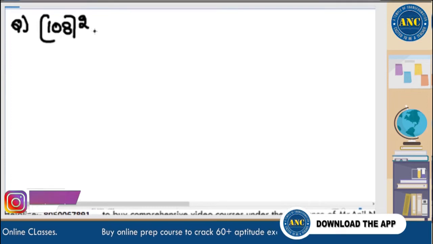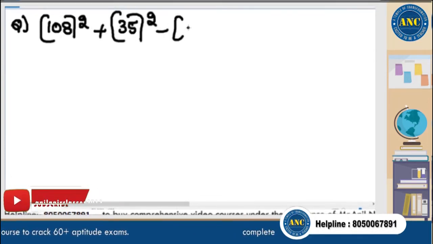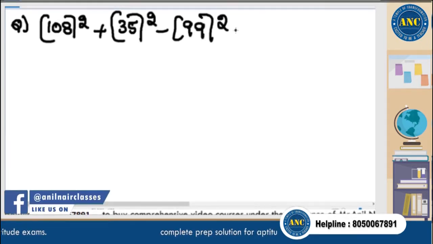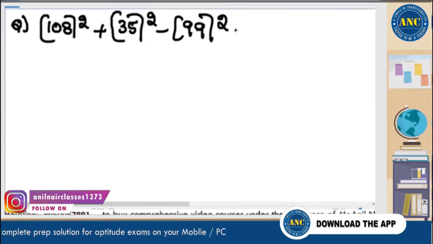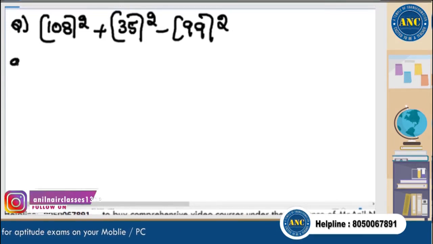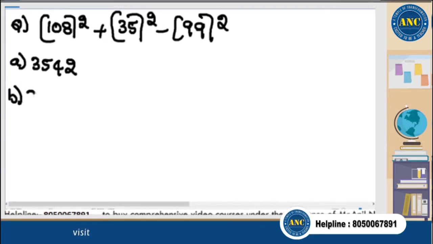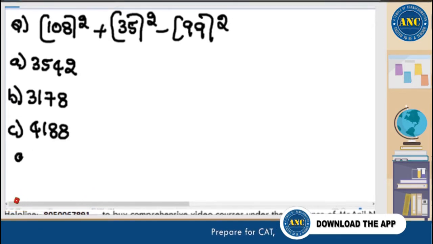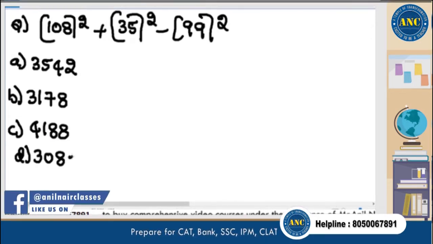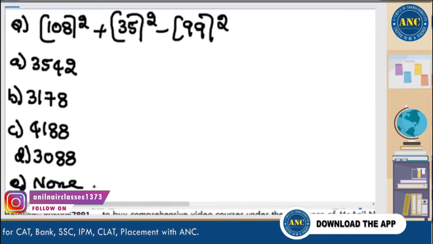108 square plus 35 square minus 99 square. Write down this question. I will discuss 4 to 5 shortcuts. Options are exact. I am picking most of the questions from competitive exams so that you will understand the various methods that you will use. The options are 3178, 4188, 3088, and none of these. Multiple methods I will use to solve this question.